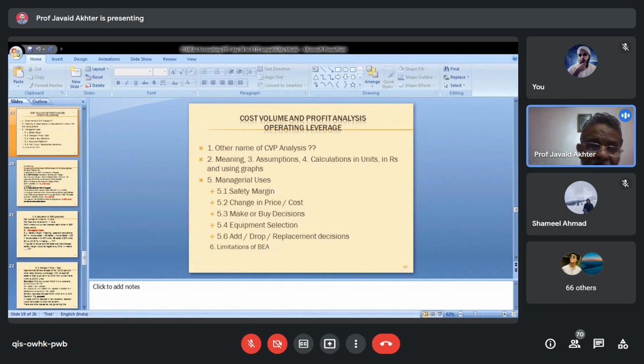Think of any product, any service, anything, any business. Naturally, it needs to reach a bare minimum level. Thereafter only it starts making profit. So this is just a concept. There are several dozen uses that we shall see later on. Right now, the meaning. So, cost, volume, and profit analysis.